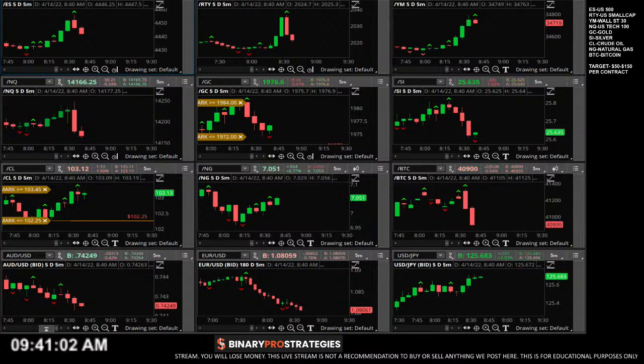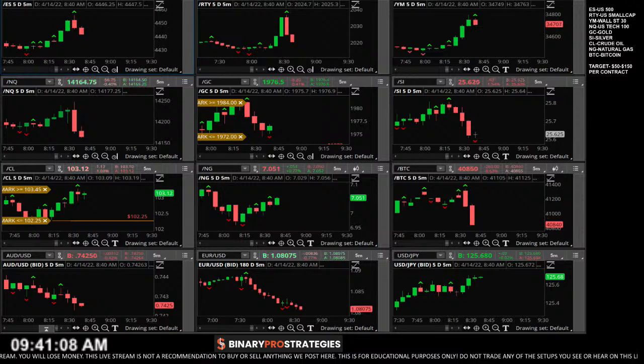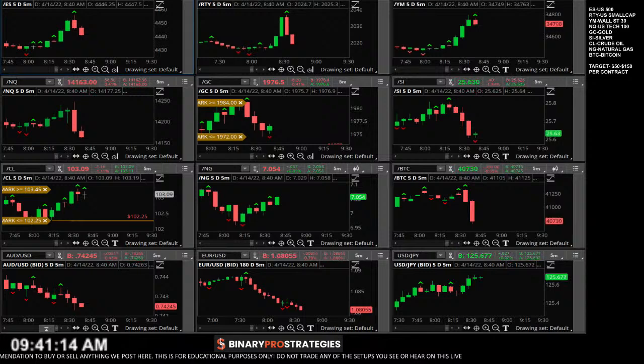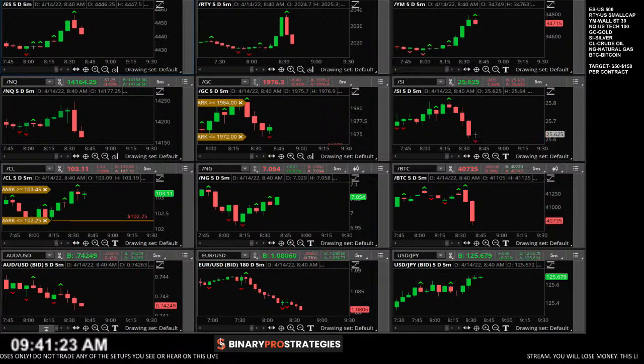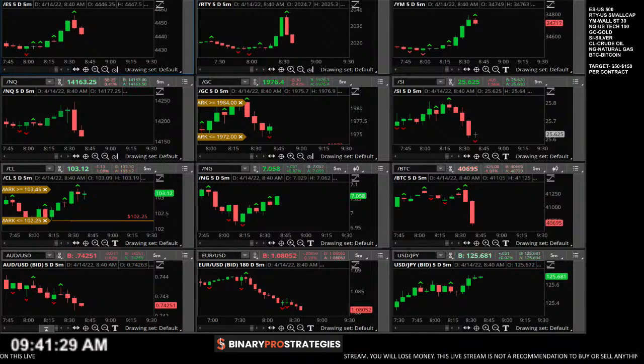Oh, we are getting a short on RTY. Target is moving fast on RTY, looking for a target of 2019. Profit target hit. Wow, it already hit target. So RTY hit target, that was a fast one.